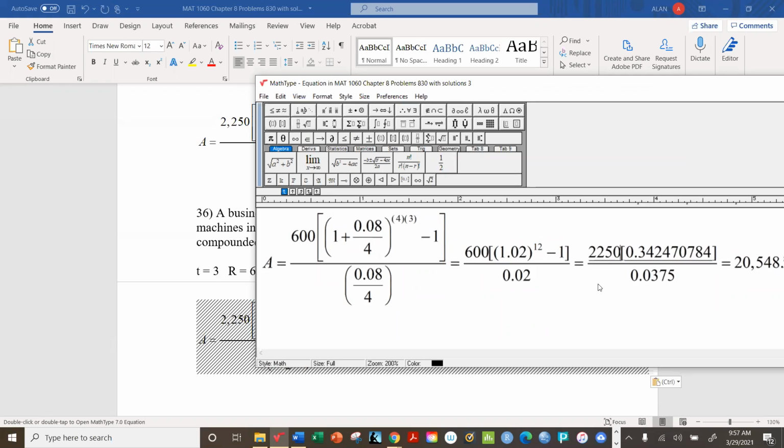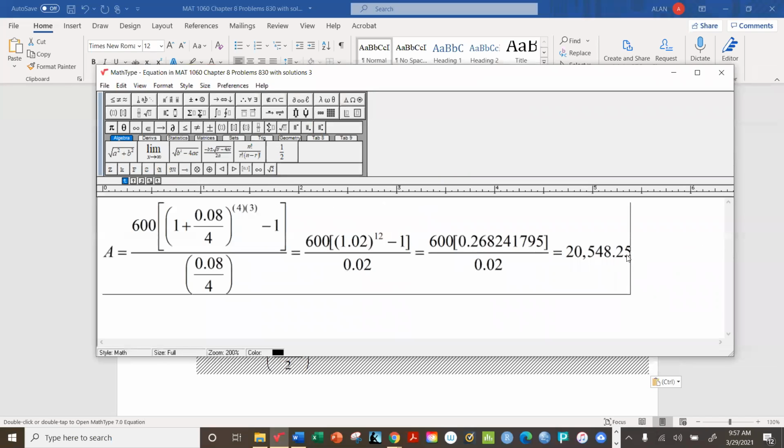And let's see what that gives us. 0.268241795. All right. $8,047.25.